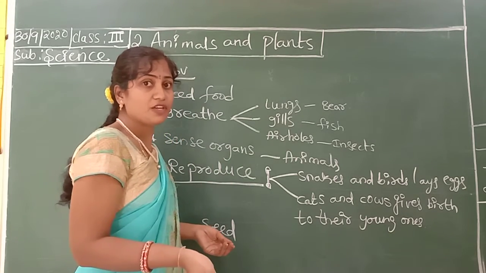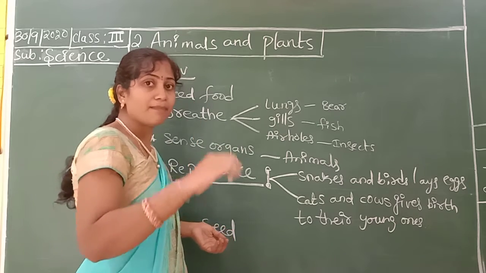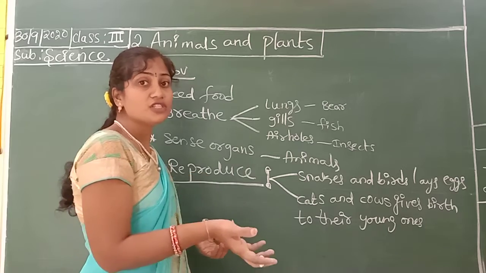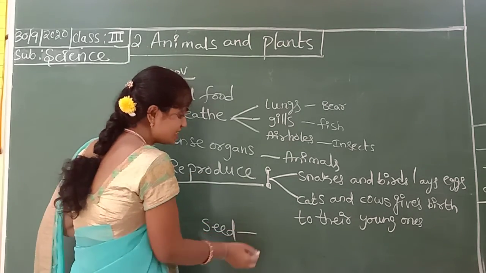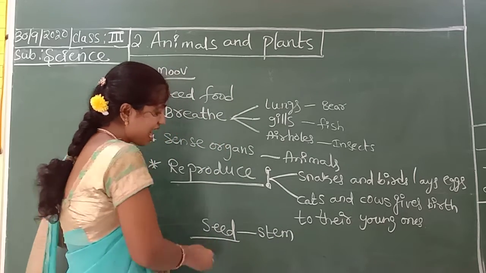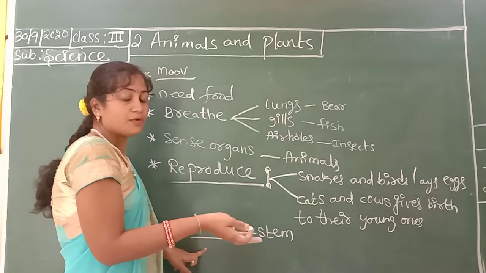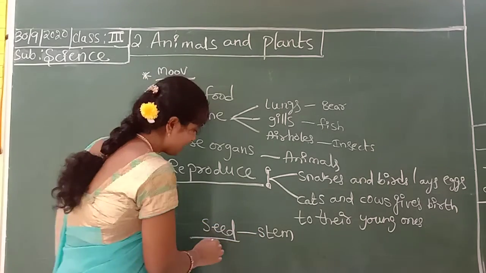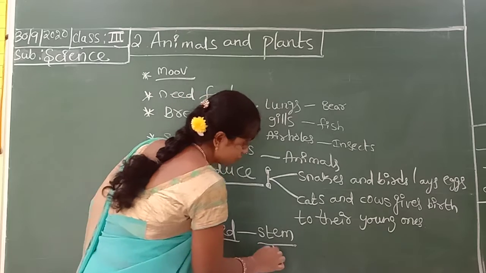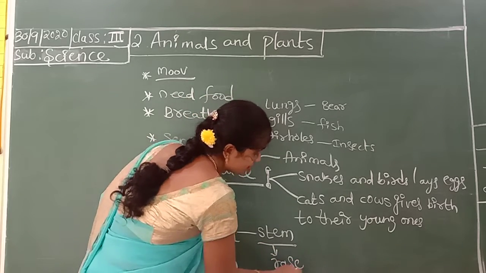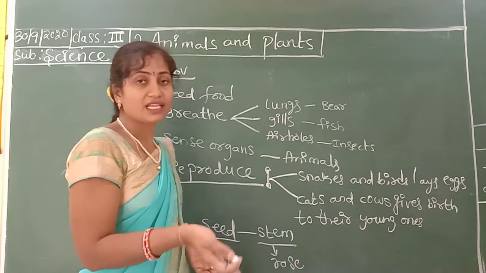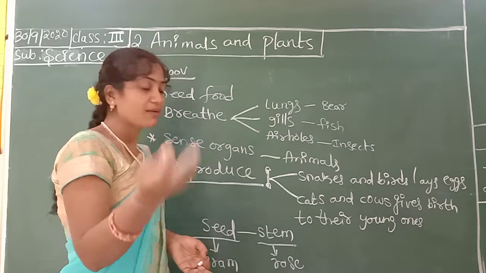Some seeds produce new plants. After that, one plant means the remaining parts also produce new plants. Not only seeds, stem. For example, these gram seeds produce a new plant. Next, seeds means gram. Next, stem means rose. When we cut the stem of the rose plant, we have to plant it under the ground, and it will become a new plant.